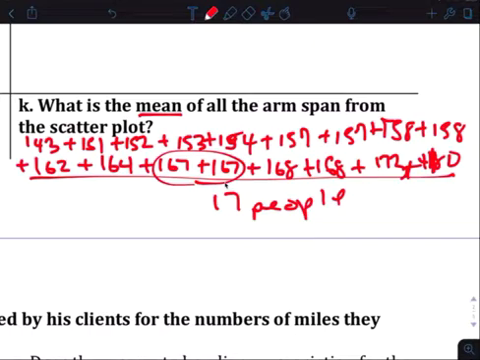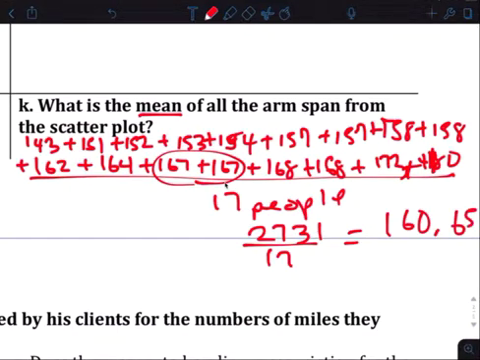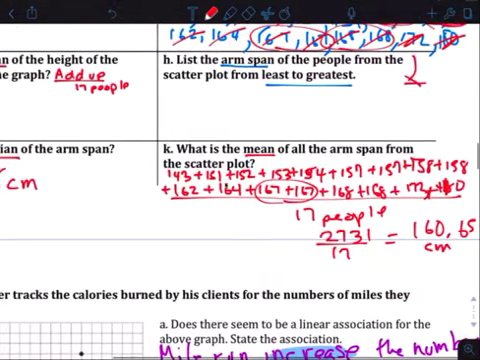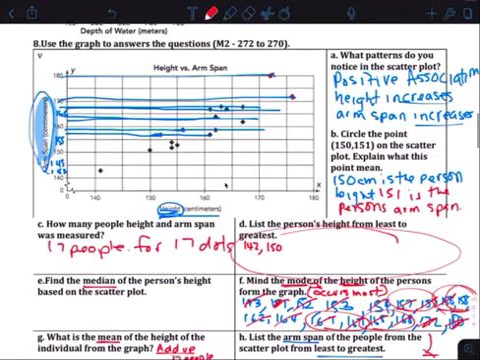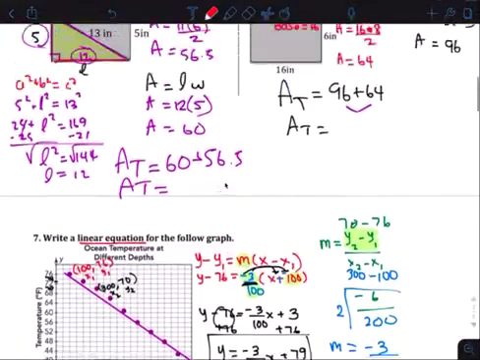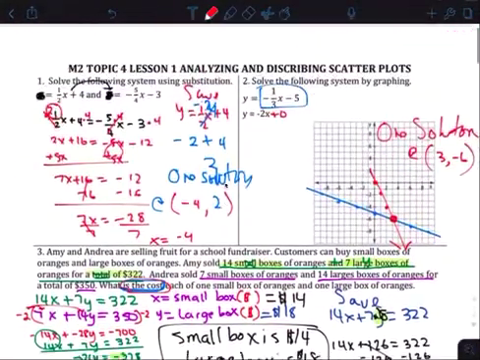Plus 168, I'm putting in all the numbers. Plus 172, plus 180. And you get 2,731 divided by 17. I got the average, 160.65 centimeters is their average arm span. Okay, that's how you find the mean. And I think everything else, everyone knows what to do. Hope this helps.